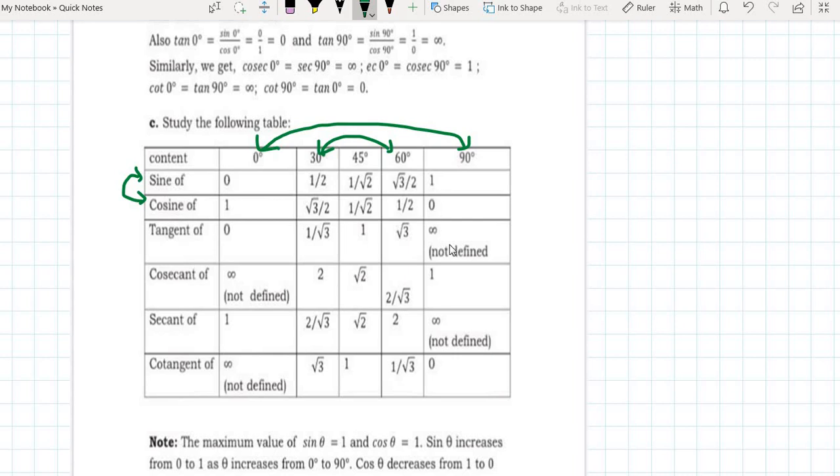Similarly, something by 0 is not defined actually. So 1 by 0, it is not defined. So tan 90 value is not defined. But we'll consider it as a large value, infinity. The notation used for that is infinity.